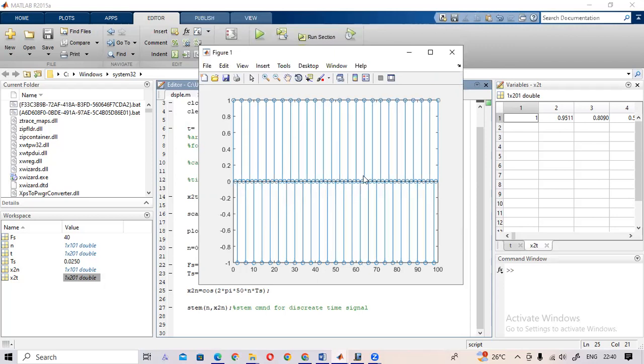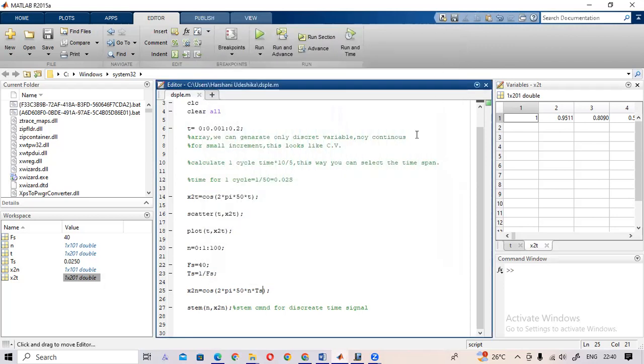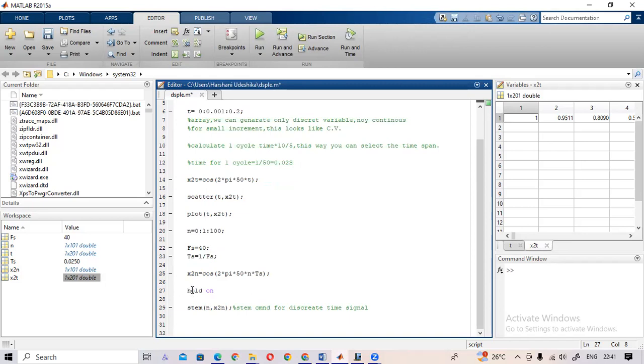The first signal, the continuous time signal, is not shown here. That is because it is plotted first, and when this graph is plotted, the earlier one is deleted. It is not in the same graph. So you have to use the hold on command. If you use hold on, the first plot will remain, and in the same graph you can draw this graph also.